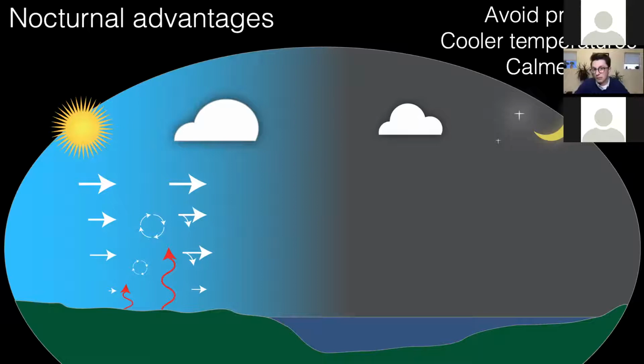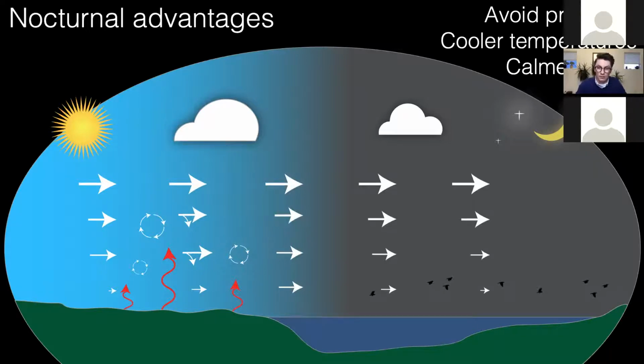If you're a ruby-crowned kinglet bouncing through an atmosphere that's quite turbulent, that is likely not to be favorable. So if you can move at a period of time when the winds are more favorable, but also the atmosphere is calmer, you're likely to evolve to migrate during that period of time. And that's what happens as the sun sets. That mixing starts to subside, the atmosphere and the winds become more laminar, and that's when birds take off, moving under the cover of darkness.